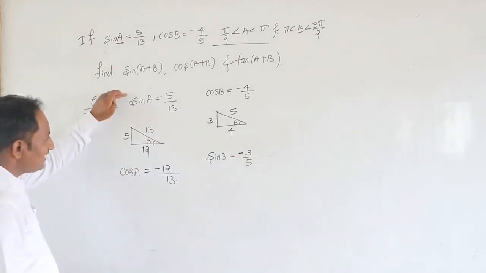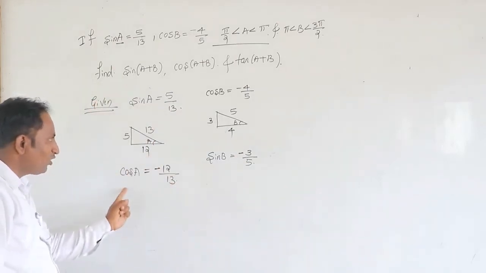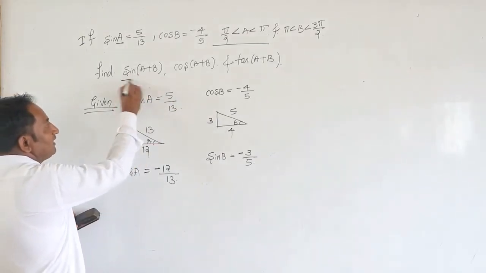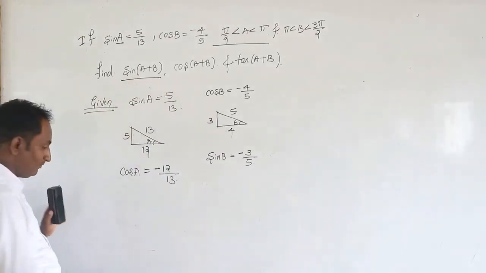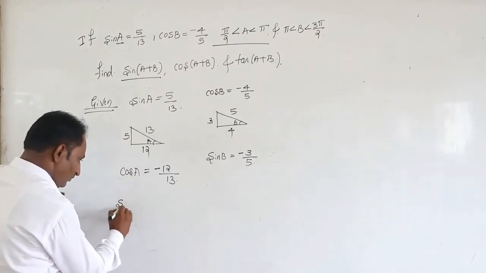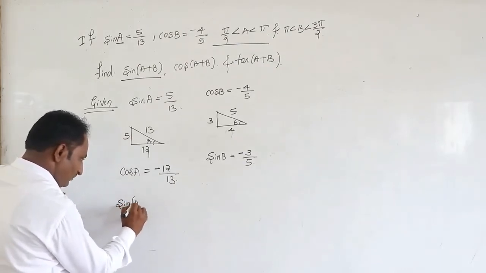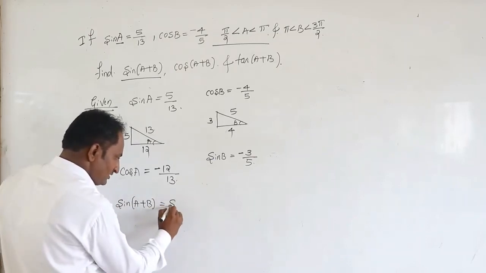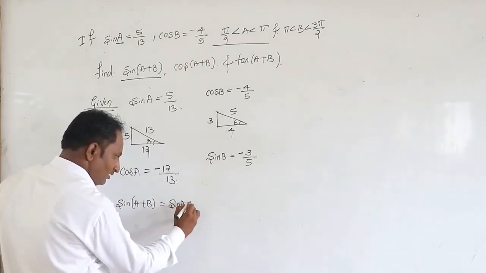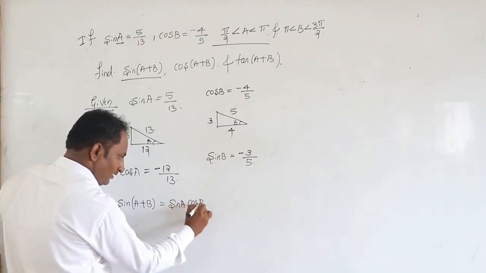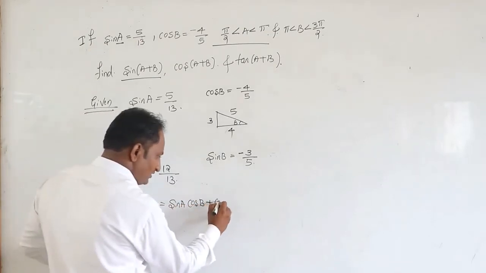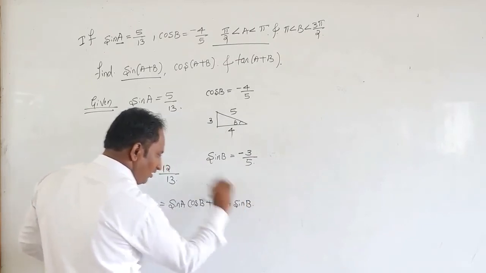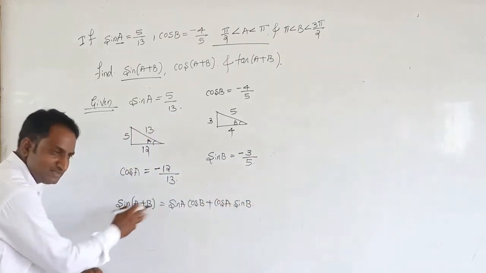By using sin A, sin B and cos A, cos B, we determine the value of sin of A plus B. We know the formula: sin of A plus B is equal to sin A cos B plus cos A sin B. This is the formula for sin of A plus B.